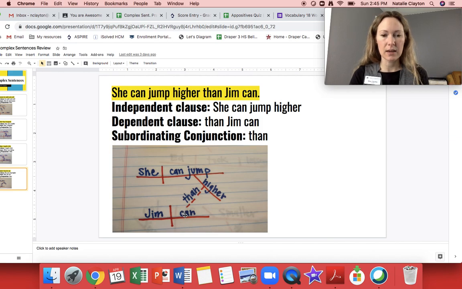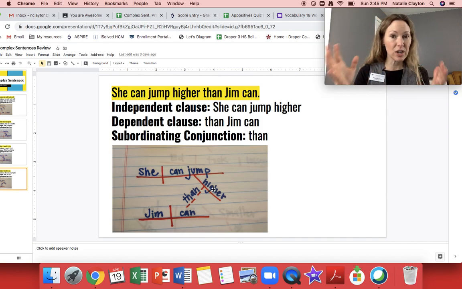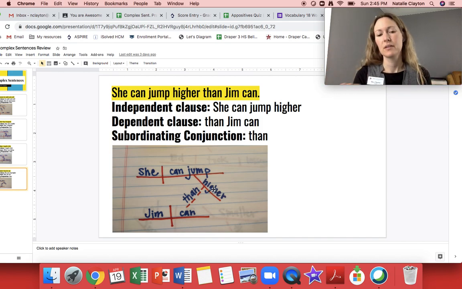So if Jim can. Take the whole adverb clause and think, what is this adverb modifying? Well, it's modifying another adverb. So it's modifying higher than Jim can. So she can jump higher. Oh, how much higher? Or to what extent higher? Than Jim can? No one really asks those questions, but that's a way to determine.